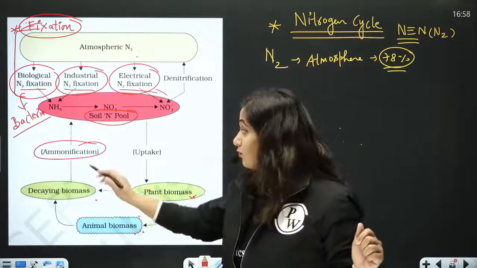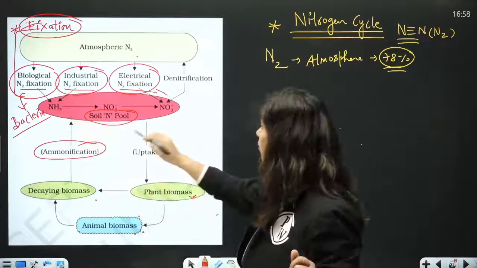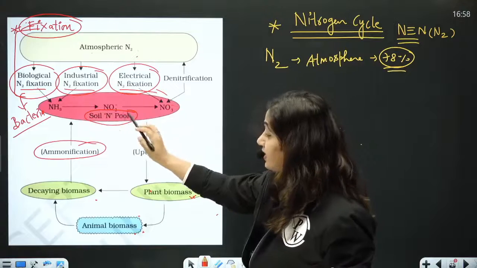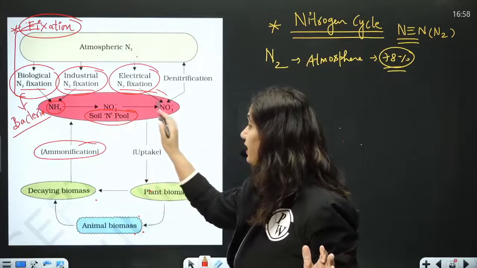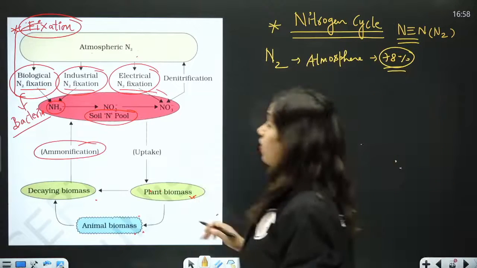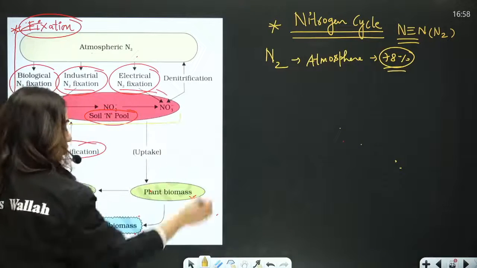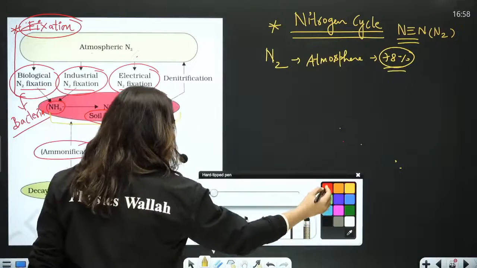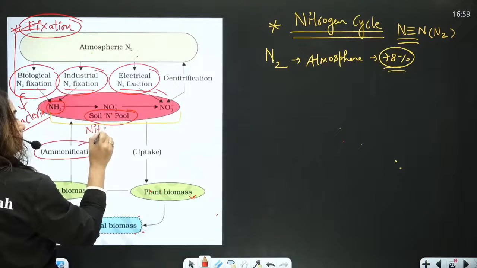Right? So the ammonia will go back into the soil, and now this process of converting ammonia into nitrite and then to nitrate is called nitrification. The oxidation of ammonia to nitrite and then nitrates, this process is called nitrification.